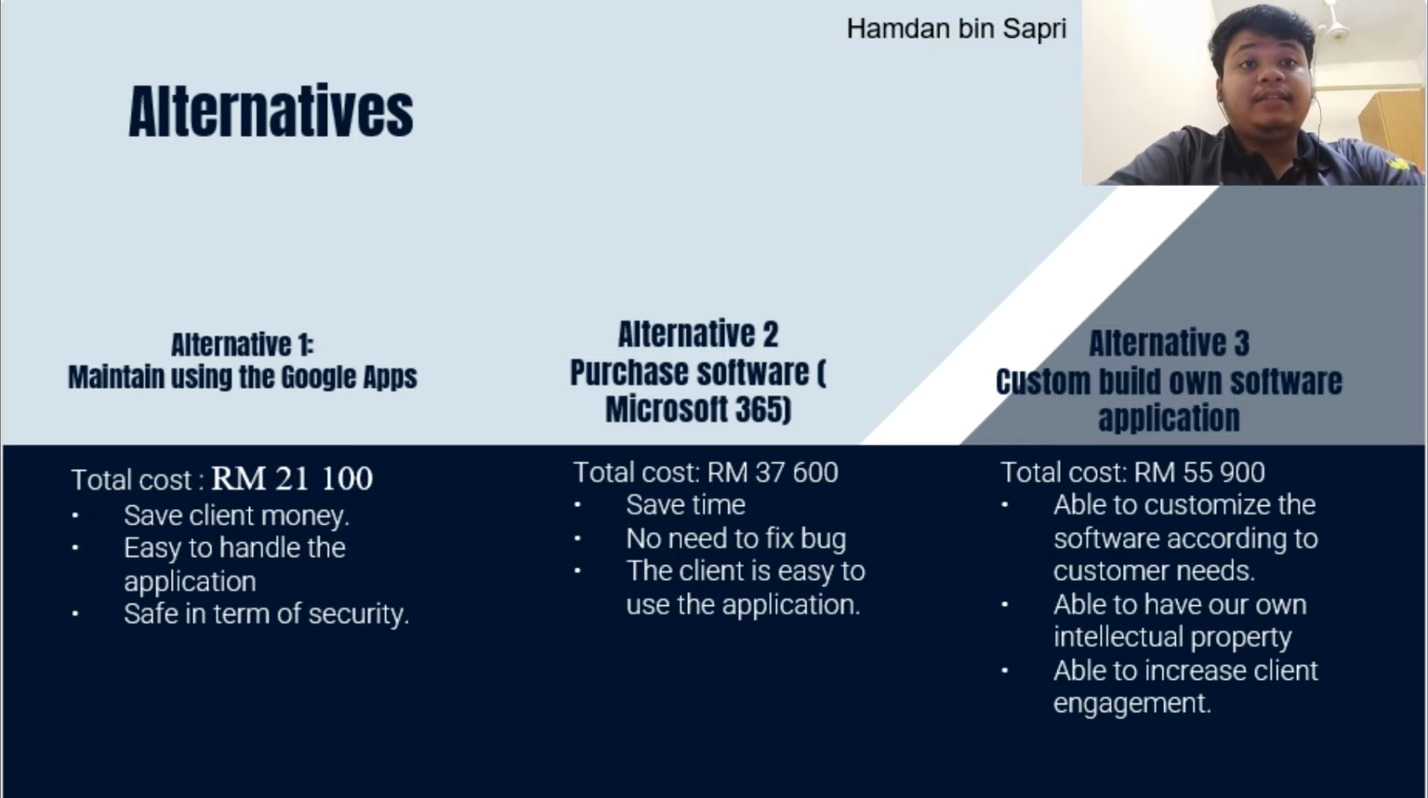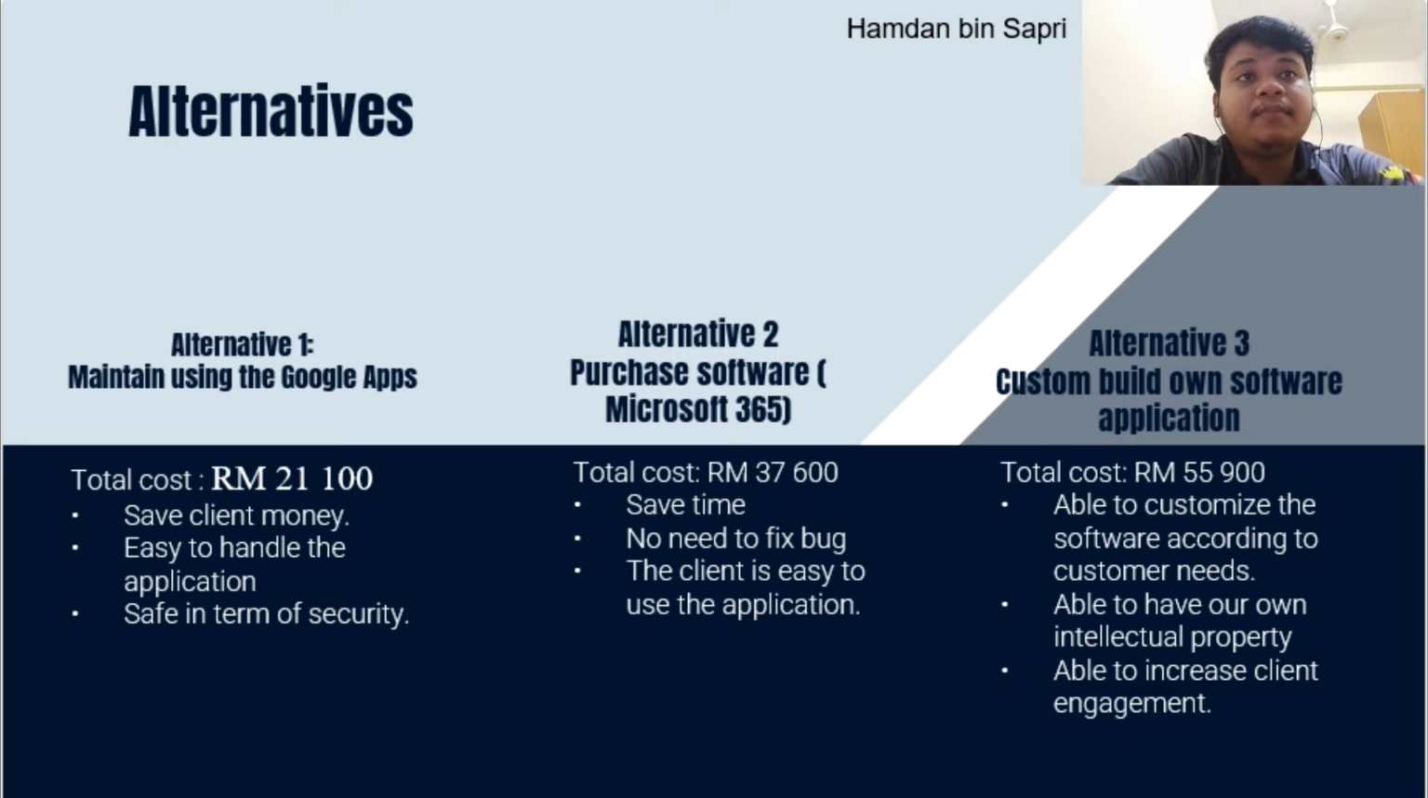Okay, for the alternative, we have 3 alternatives, which is alternative 1, maintain using the Google apps. Alternative 2, purchase software, which is Microsoft 365. For alternative 3, custom build on software application. For alternative 1, the total cost is 21,100 ringgit.